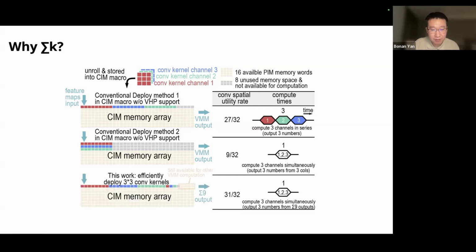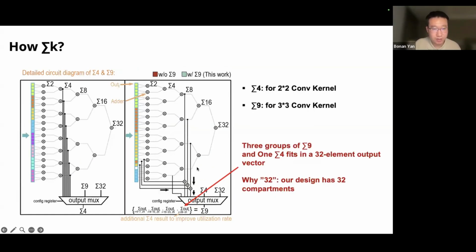But if we have this revised technique for the adder tree of sigma 9, we can get the balance, and use 1 operation to get the 3 groups of outputs. So that's the basic idea behind this circuit design. This is the small trick of the adder tree here.